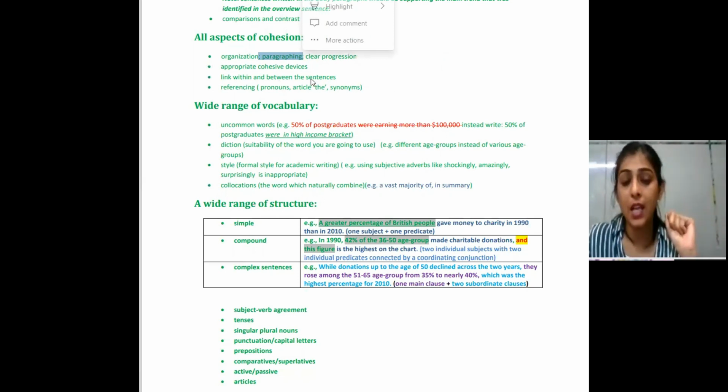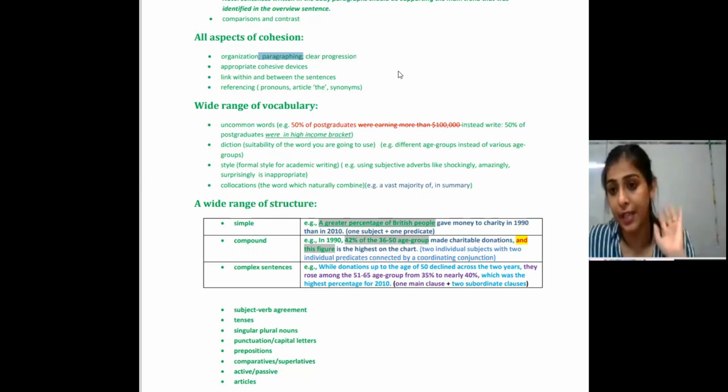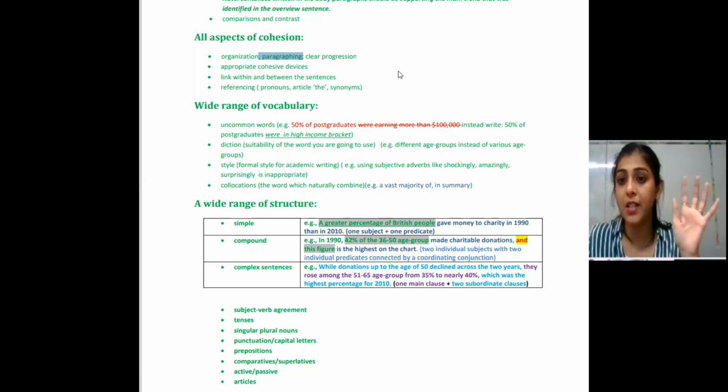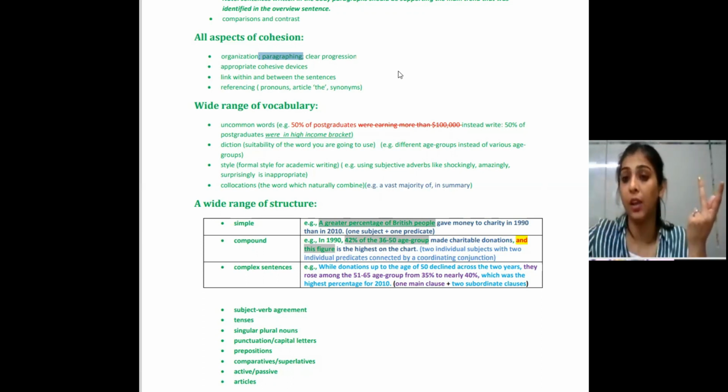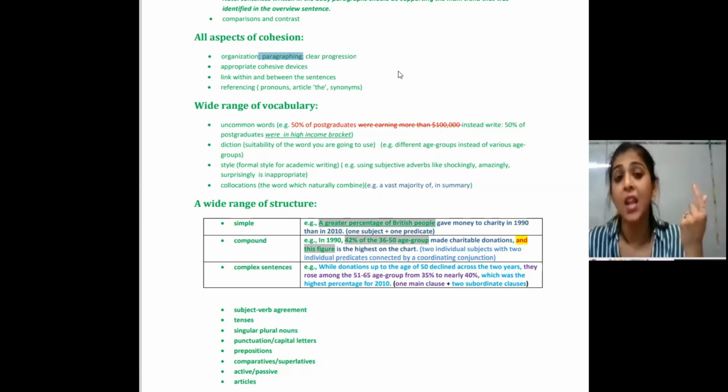All right. Now, next is appropriate cohesive devices. Now, what are cohesive devices? They are linkers in simple language. The linkers like we use, for example, similarly for drawing a comparison in the trends. Likewise, for drawing a comparison in trends. Trends, I told you, is the movement in which way something has risen or fallen. Got that?